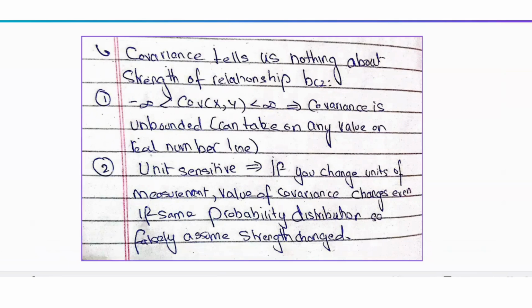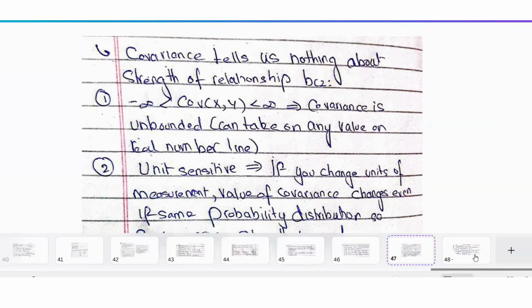This is because of two reasons. One is that covariance can take on any value on the real number line from minus infinity to infinity. It's unbounded. The second reason is that covariance is unit sensitive. If you change your units of measurement, the value of covariance changes, even if you have the same probability distribution. So it falsely suggests that strength changes with change in units. So covariance will tell you the direction of relationship, but it cannot measure the strength of relationship. It can't tell you whether it is a strong, moderate, or weak relationship because of these two reasons.